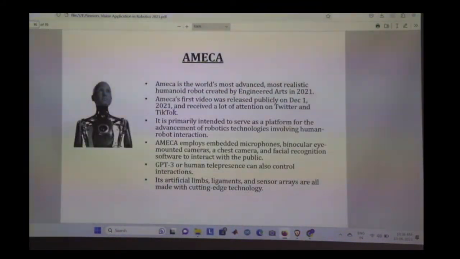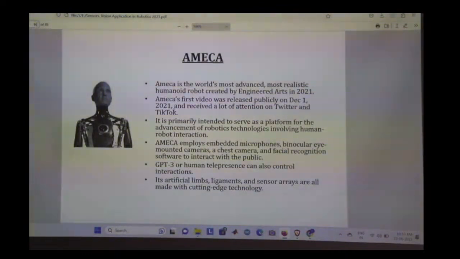And this is Ameca. Ameca is the world's most advanced, most realistic humanoid. You can see it's a human being again. It was created by Engineered Arts in 2021. Ameca's first video was released publicly in December and received a lot of attention on Twitter and TikTok.